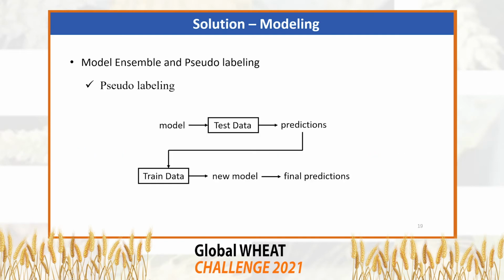As for pseudo labeling, we first predict some test data. The predictions are then treated as pseudo labels to train a new model. The new model will make final predictions on test data.